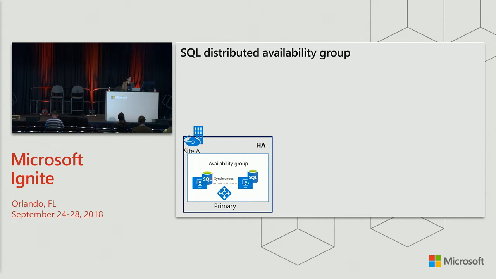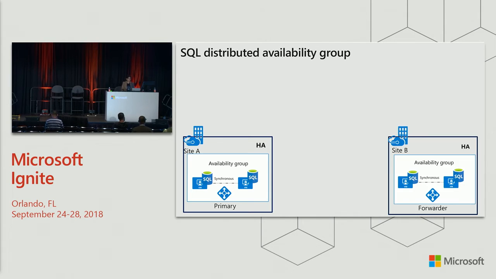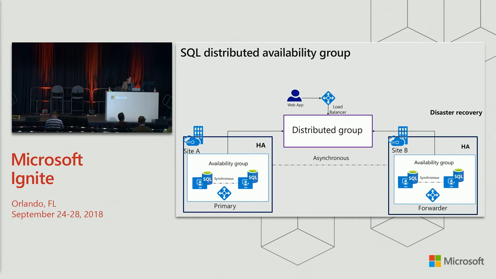You'll have 2 instances of SQL which will be HA. That's called the primary. And you can do the same thing on your site B, where you'll have 2 instances of SQL and it'll be HA and it's called a forwarder. And these will then be connected by a distributed group.